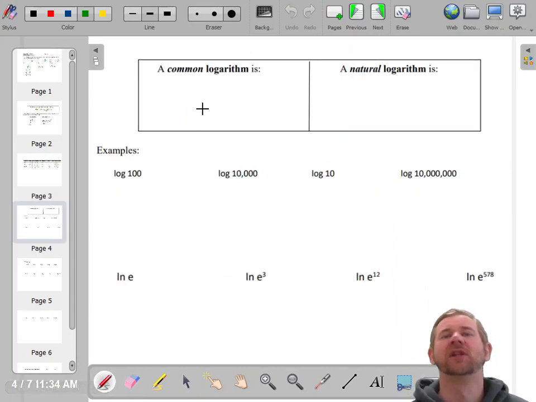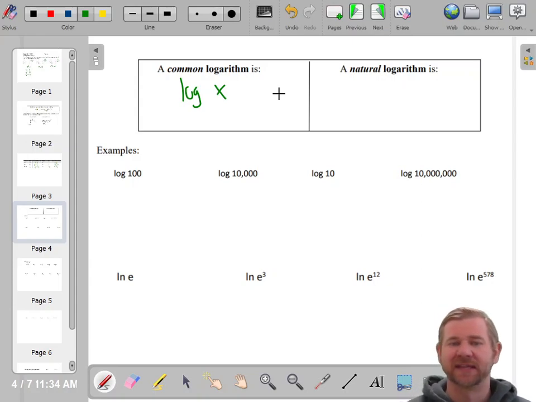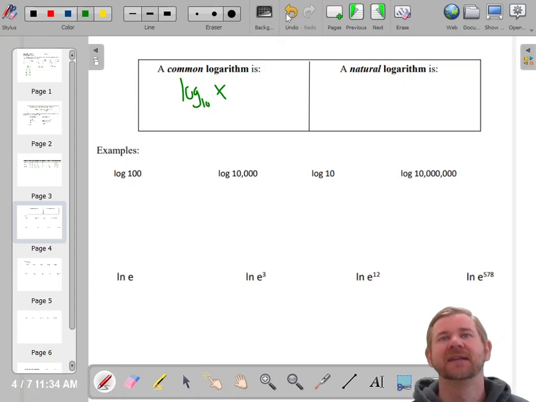All right, so common logs. When you see a common logarithm, that's what every calculator has. It's just going to be log. It doesn't have a base, so the base is implied to be 10. You don't usually write it there, but the base of the exponent is 10.